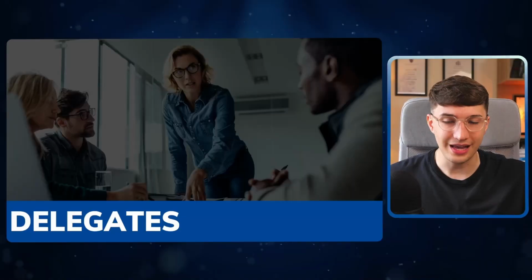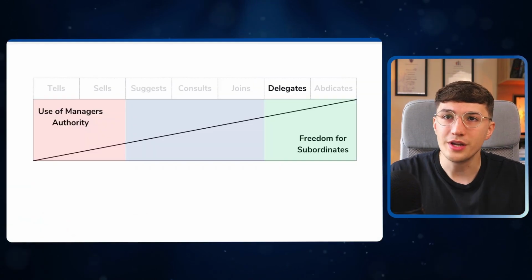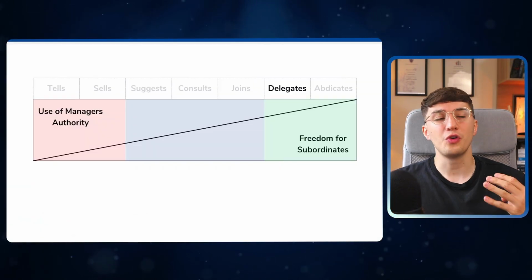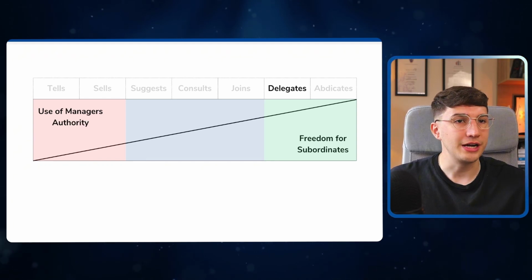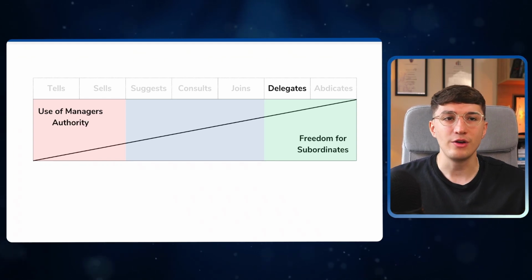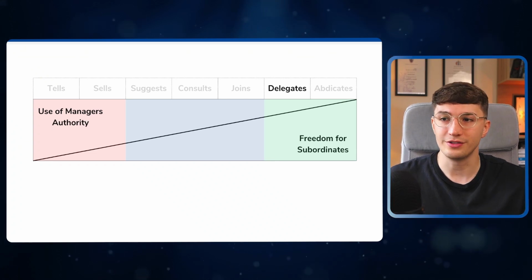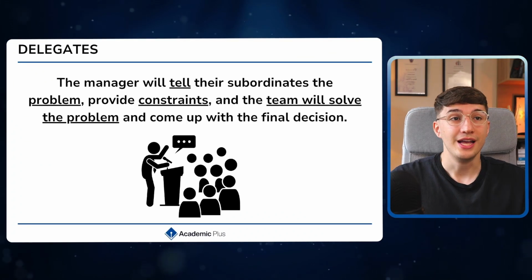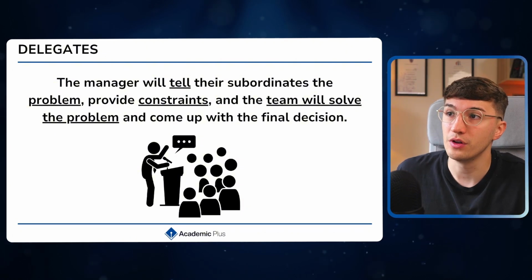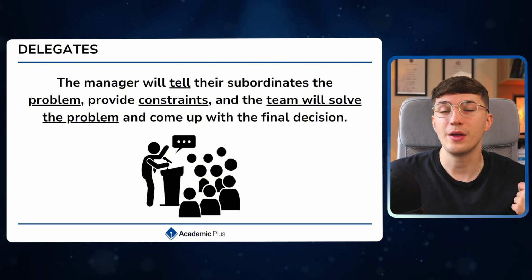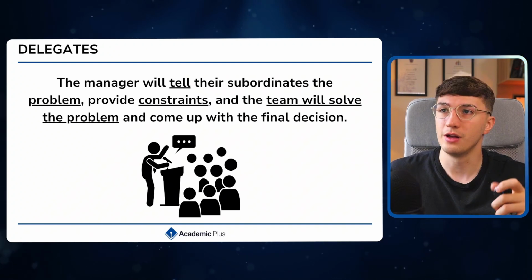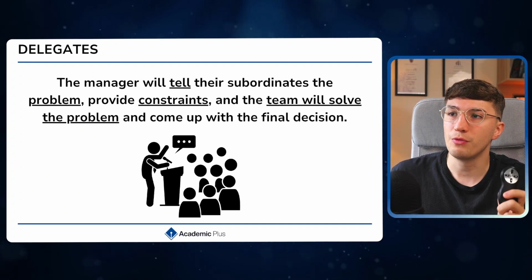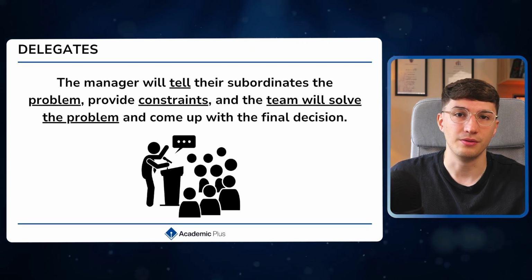The next element on Tannenbaum Schmidt will be delegates. And now we can start to see delegates is really swaying into the democratic approach. We have a lot more freedom for our subordinates and very little use of the manager's authority. So what happens now is that the manager will tell their subordinates the problem, and they will provide what we call constraints. I'll go over constraints and what that means in the next slide. And the team will solve the problem and come up with the final decision.